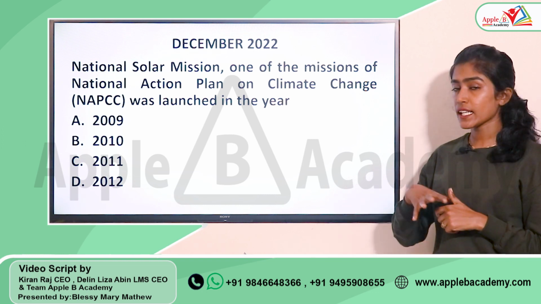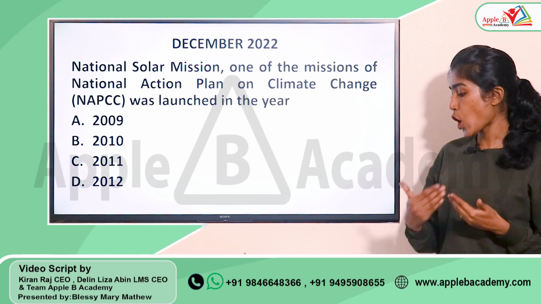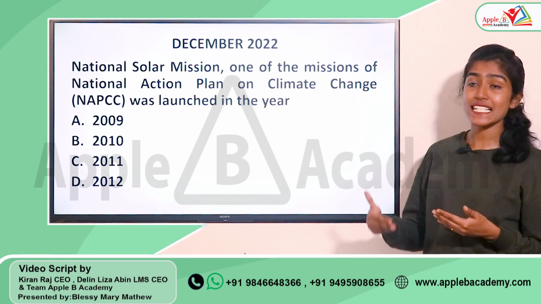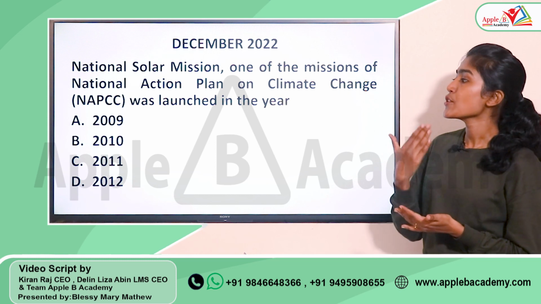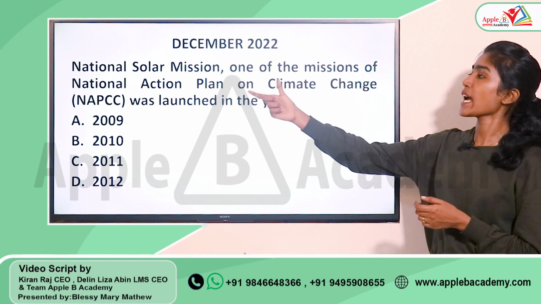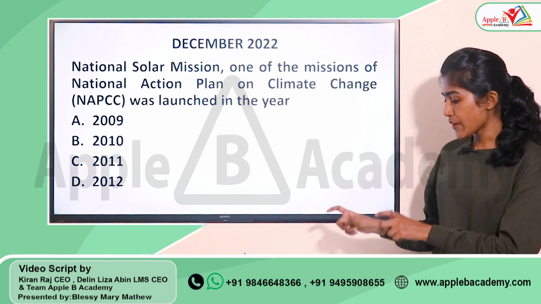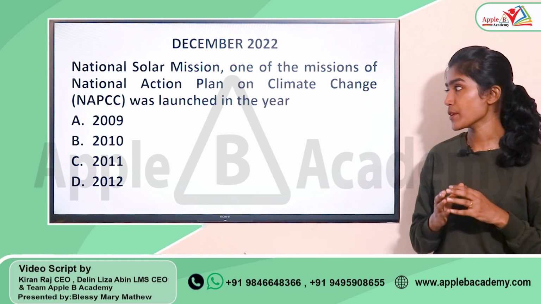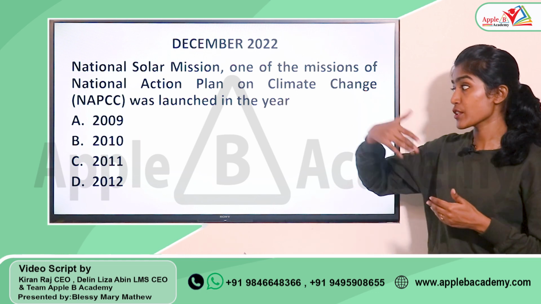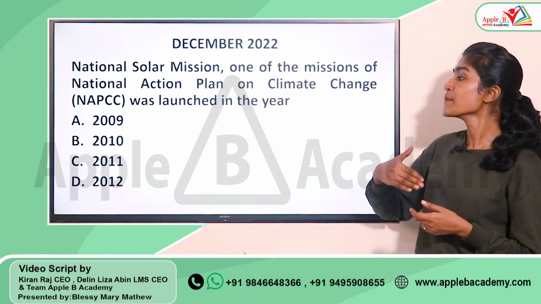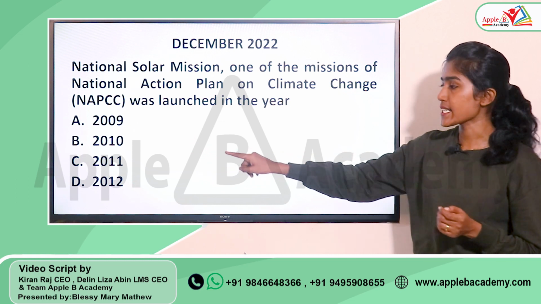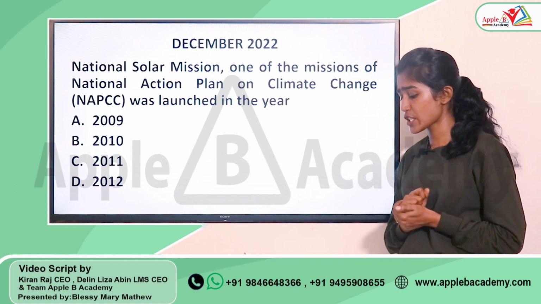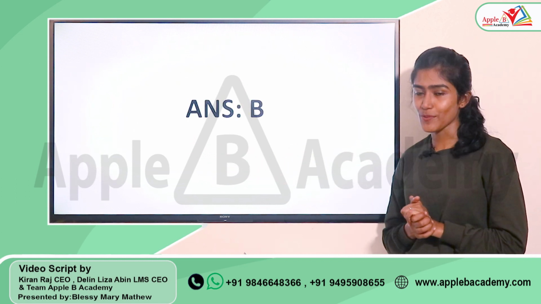Okay, and it came into being on 11th January 2010. So we need to identify the year in which the National Solar Mission, or Jawaharlal Nehru National Solar Mission, was launched. That is the question here. It happened on 11th January 2010, so 2010 is the right answer. So 2010 is option B. The right answer is option B itself.